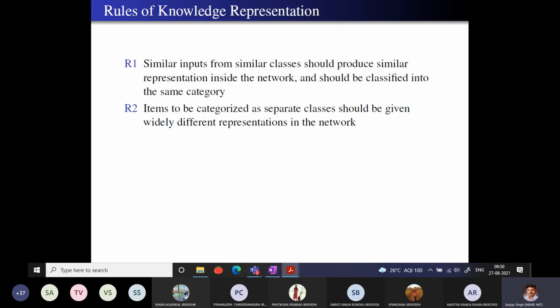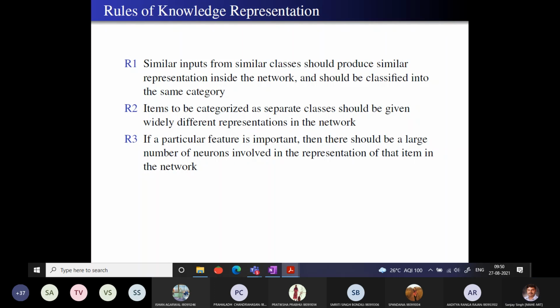So it's quite obvious, and some related readings are there. Please do it. It's quite theoretical in nature. Also, if a particular feature is important, then there should be a large number of neurons involved in the representation of that item in the network. So remember that.